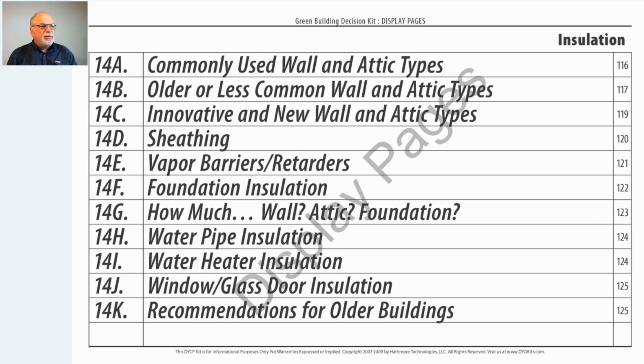14A is commonly used wall and attic types in construction in the United States. 14B is older or less common wall and attic types, but still applicable. 14C is innovative and new wall and attic types, new designs, new ideas. 14D is sheathing.